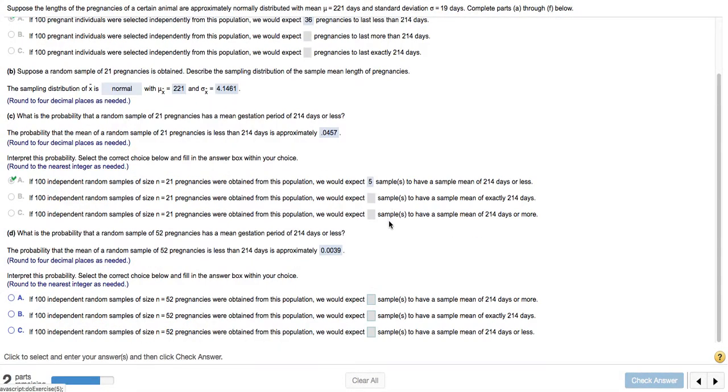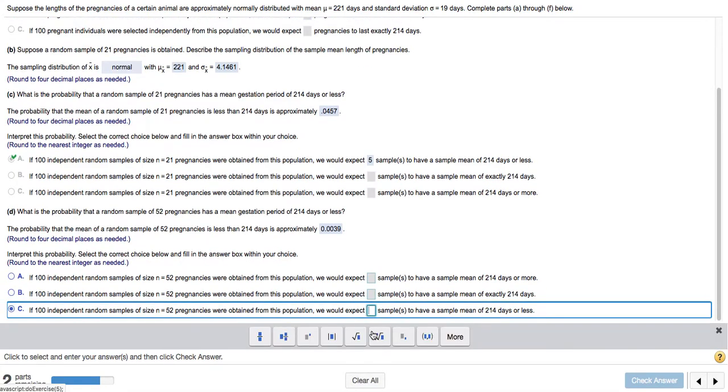And what would our interpretation be? Well, if you multiply this by 100 and round, it would actually be 0. If you took 100 independent random samples of size 52, you would expect about none of those to have a mean less than 214 days. So again, we're looking for the less than, and I'm going to put in 0.